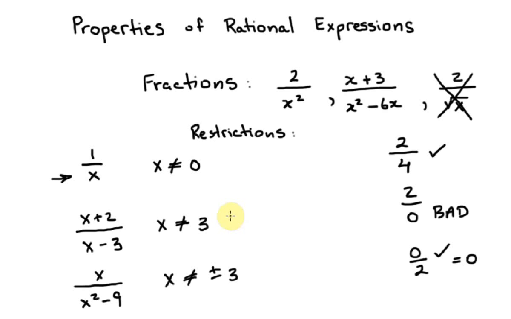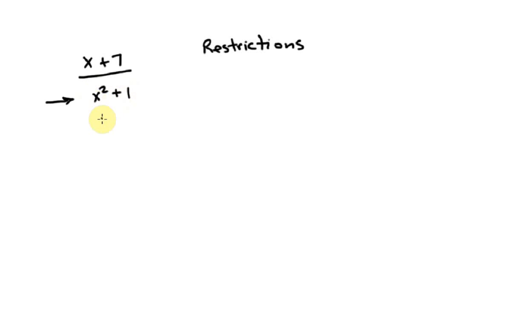Now let me clear the screen and show you sometimes you get something, say like x plus 7 on top, and maybe on the bottom you have something like x squared plus 1. Well, here's the scoop. You look at restrictions and you ask, what's going to cause me a 0 in the denominator? So I'm looking at this here and I ask, what number might turn this thing into a 0?